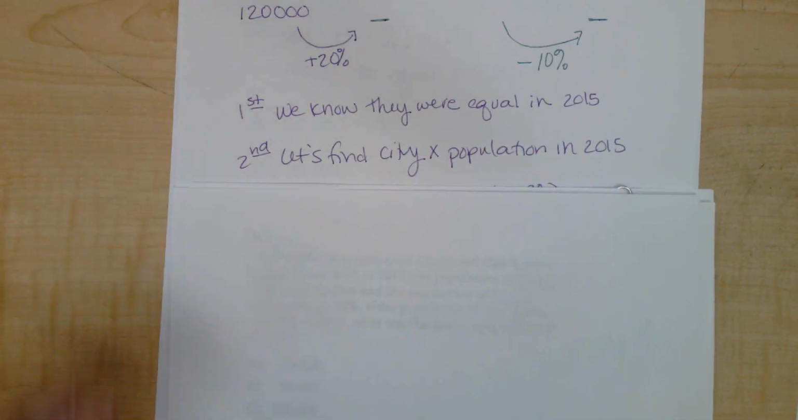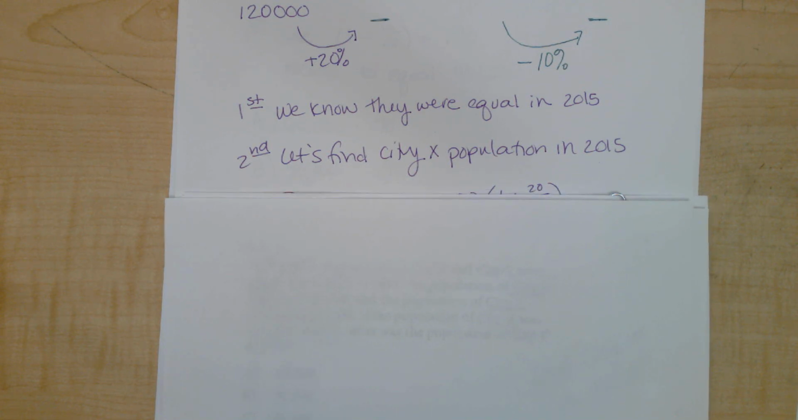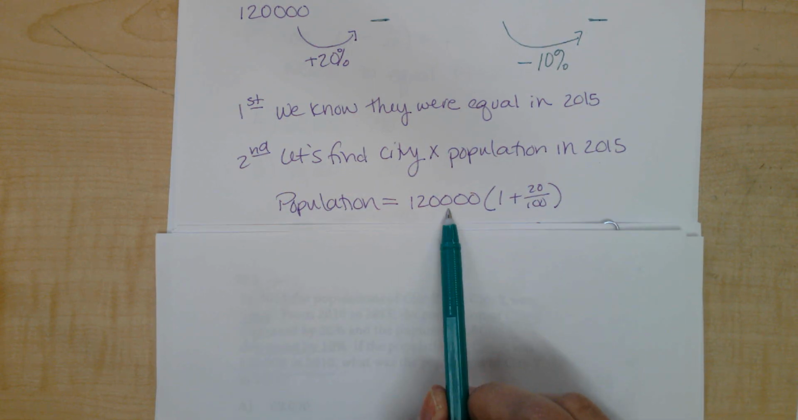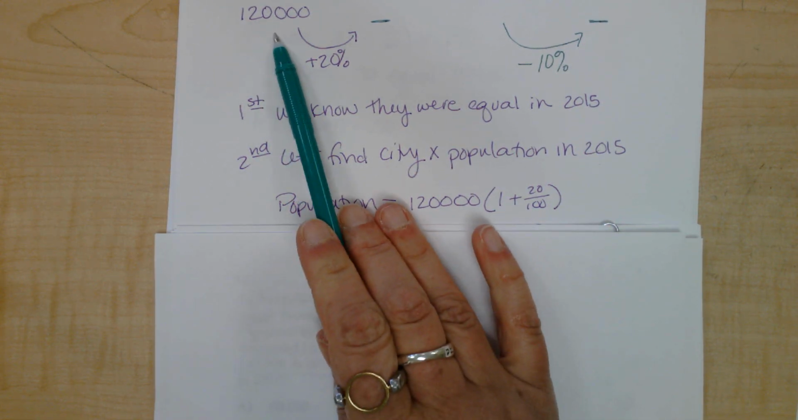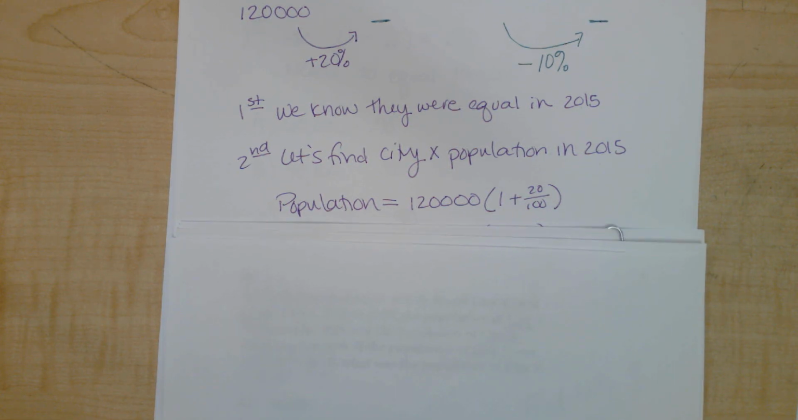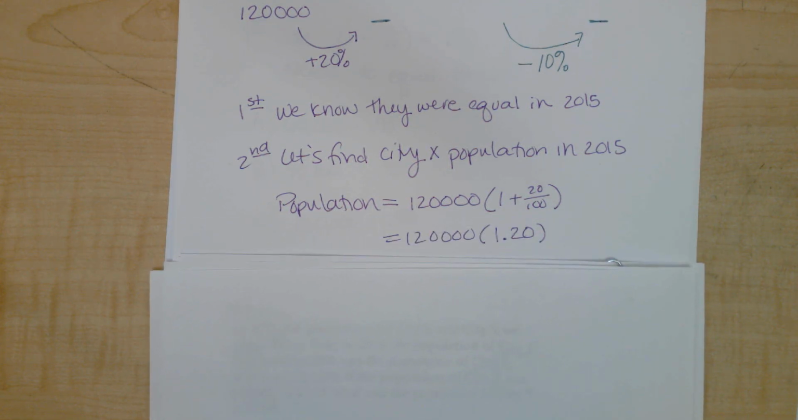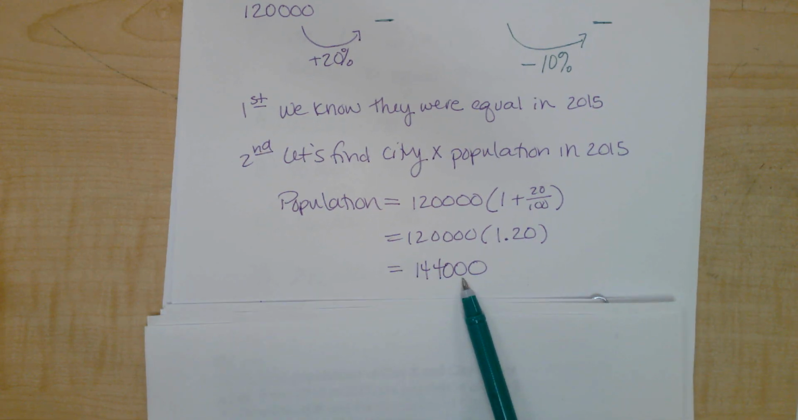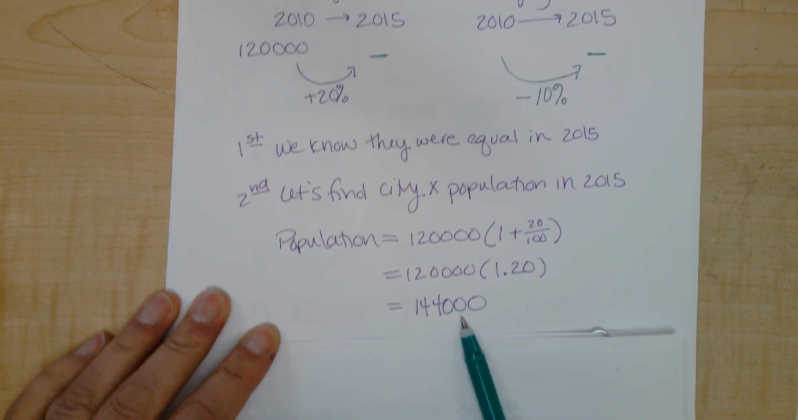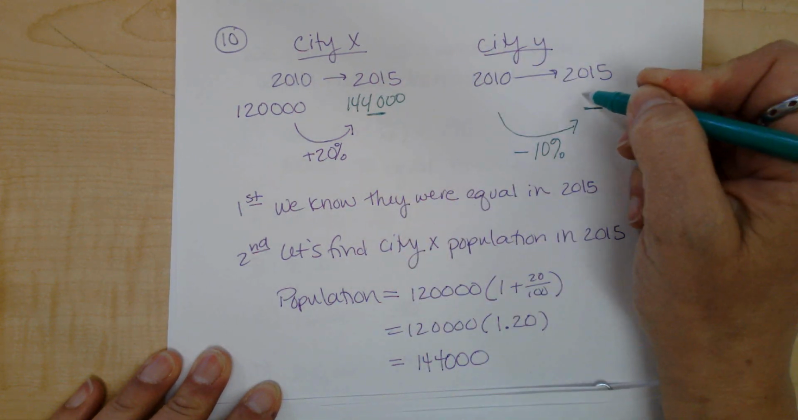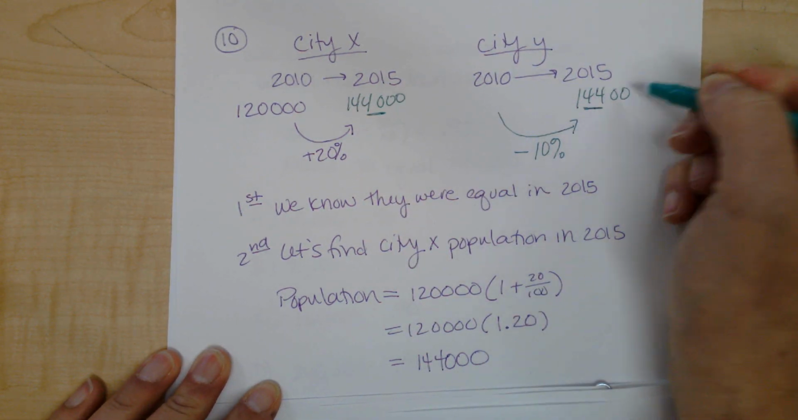What do we set up first? So let's find city X population in 2015. We know that it started, that's our start amount, times 1 plus, there's our general formula. And so when we do that, we get 120 times 1.20, and we get the population of 144,000. So we know this is 144,000 and we know this is 144,000.